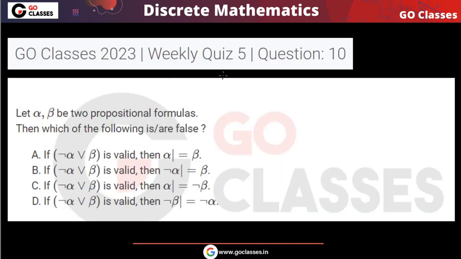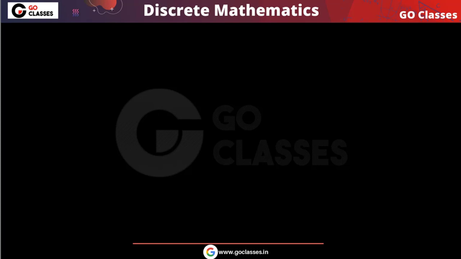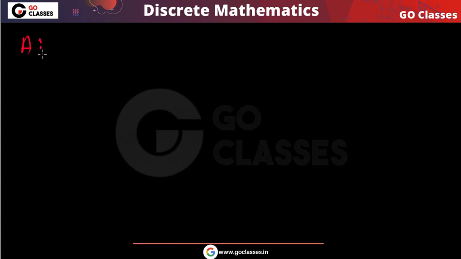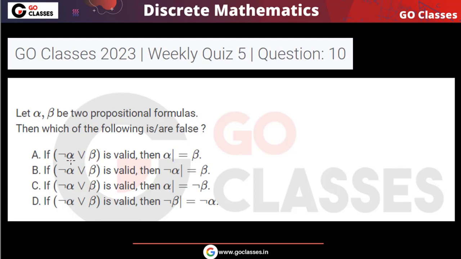Let's see another question. This is question number 10. Alpha, beta are propositional formulas, then which of the following is or are false? So the question is very simple. Alpha, beta are propositional expressions, and which of them is false? Option A is saying that if negation alpha or beta is valid, then alpha infers beta.